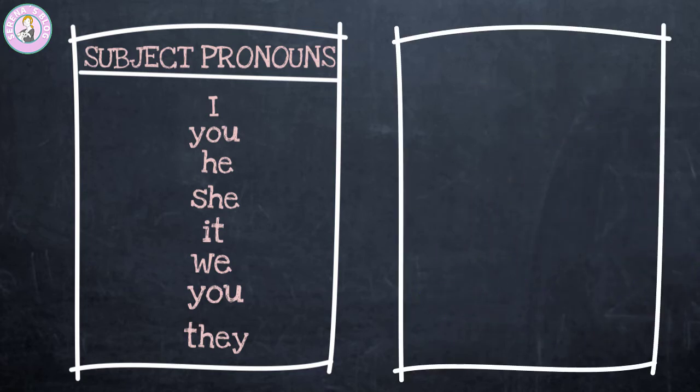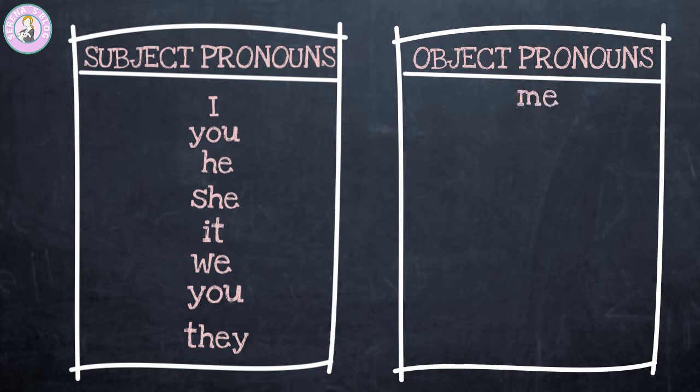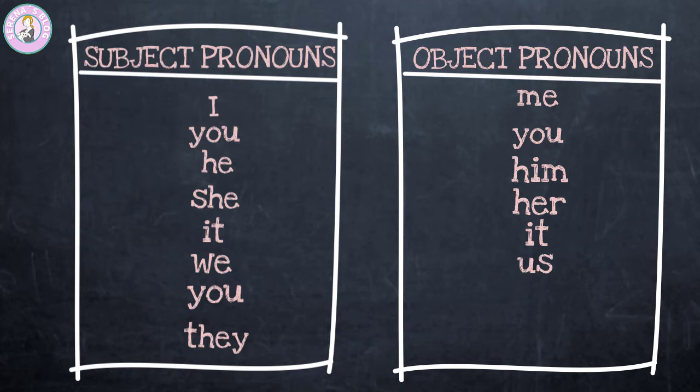Now let's see object pronouns. Me, you, him, her, it, us, you, and them.